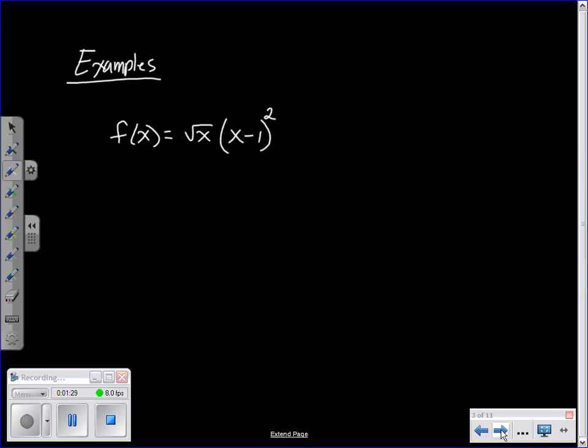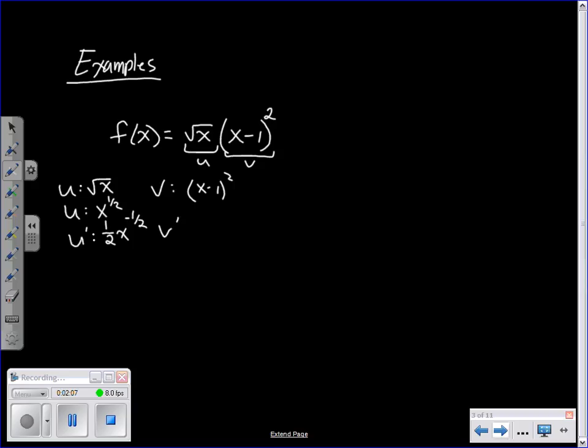So if I have a function f of x equals square root of x times the quantity x minus 1 squared, then what I need to do first is identify my function. So I could call this u, and I could call this v. So if I come over here, u is square root of x, and v is quantity x minus 1 squared. So if I go to take the derivative of u, I'm going to first rewrite it as x to the 1/2 power. Finding the derivative u prime, I bring the 1/2 down, and then I subtract 1 from my exponent. So I get 1/2 x to the negative 1/2.